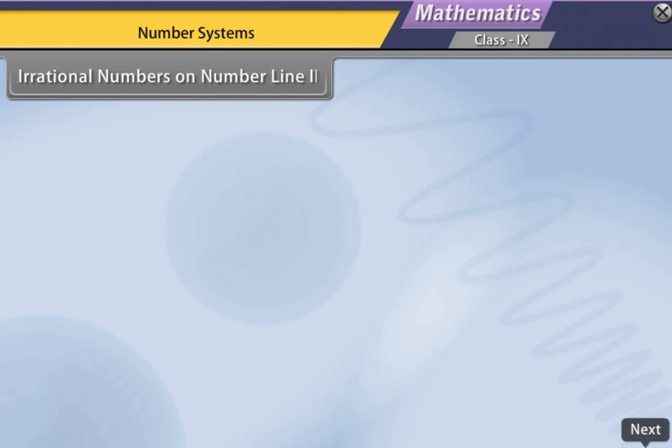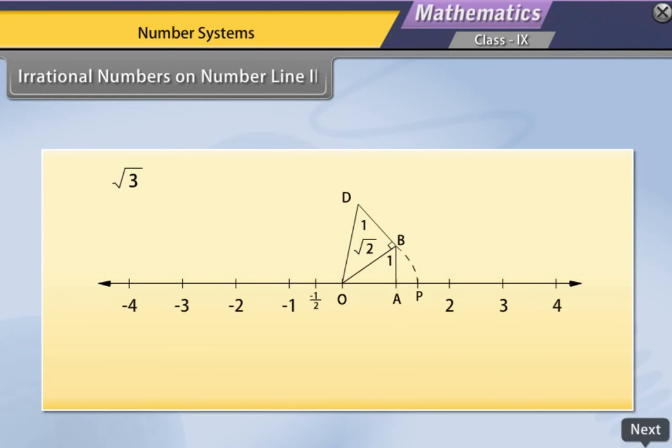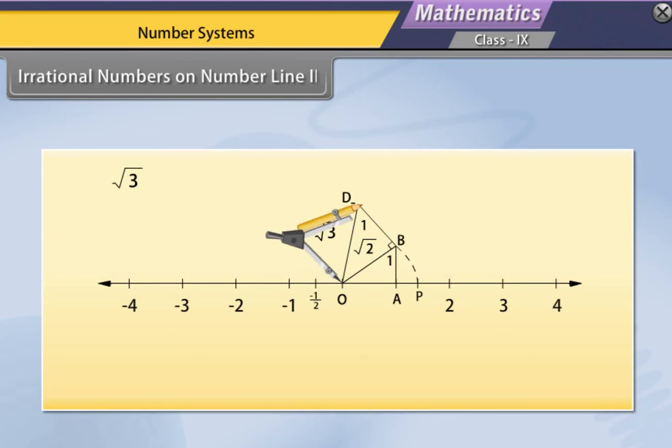Irrational numbers on number line 2. Similarly, to locate square root of 3 on the number line, we will construct BD of unit length perpendicular to OB. Then, by the Pythagoras theorem, OD is equal to square root of 2 square plus 1 square, which is equal to square root of 3. Now, by using the compass with center O and radius OD, we will draw an arc intersecting the number line at point Q. The point Q corresponds to square root of 3 on the number line.